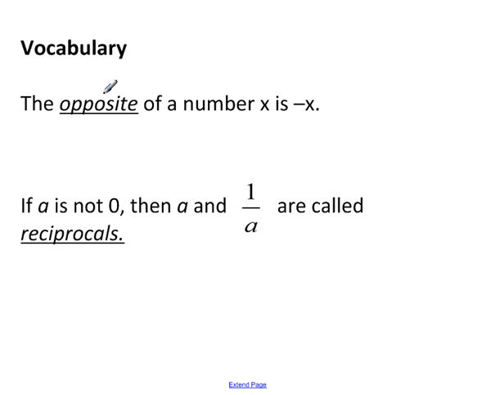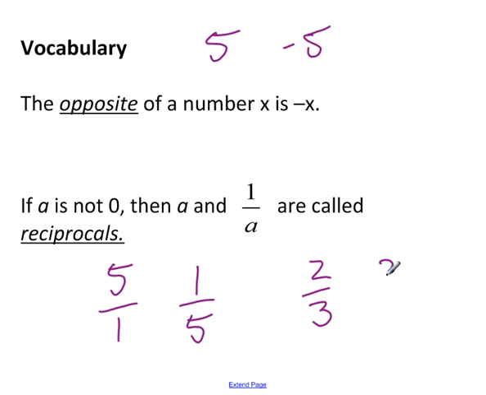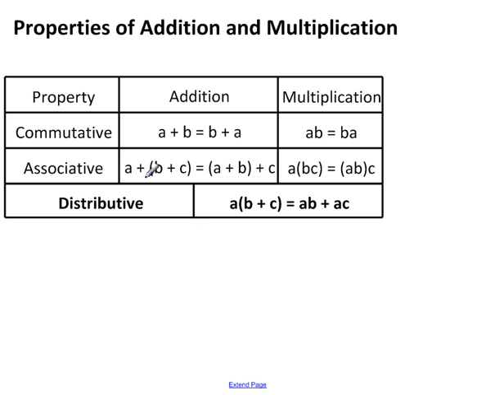So vocab, opposite just means the negative of something. So like a 5, the opposite would be -5 or vice versa, back and forth. Your reciprocal means it flips over. So 5 is really a 5 over 1. When you flip it over, it becomes 1 over 5. Same thing with like a 2/3. You flip it over, it becomes 3 over 2. So that's what a reciprocal is. I'm not going to do much with them right now, but eventually we're going to be using these words a lot and doing a lot of things with them.